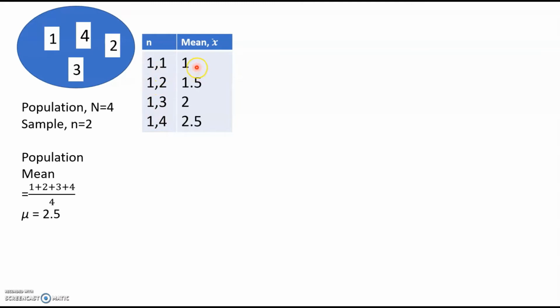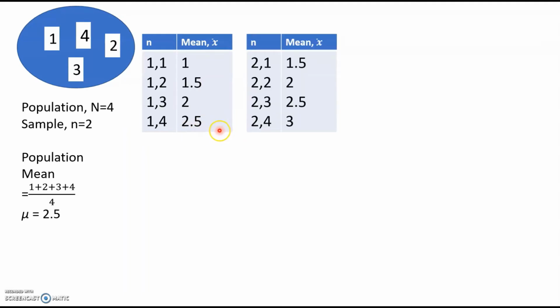And here you can see that I have marked the mean of each of the samples. So 1 and 1 will give you a mean value of (1 plus 1) divided by 2, which is 1. 1 plus 2 will be 3, divided by 2 will be 3 by 2, which is 1.5. Similarly, we have the mean of each of the samples here.